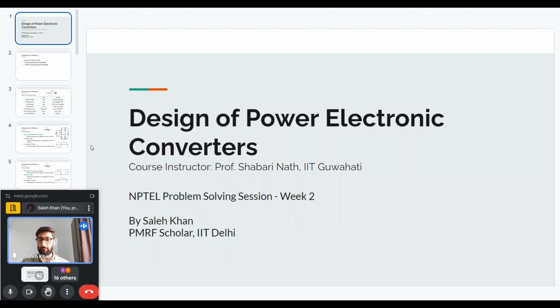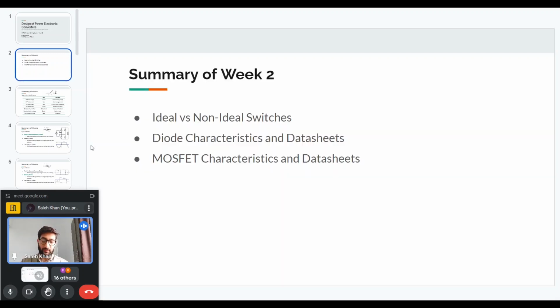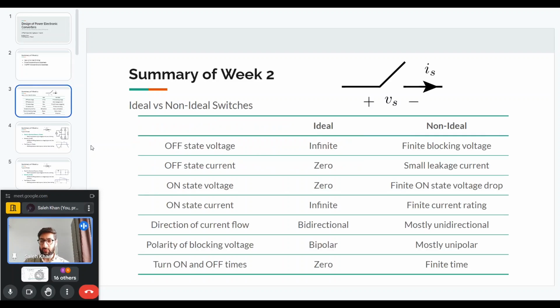So we can begin with the summary of what was taught in the second week. Three topics will basically be addressed. The first is the difference between the ideal switches and the non-ideal switches, which are the actual practical switches that you will be dealing with. And then two different devices, the diodes and MOSFETs, were taken up individually. We saw the characteristics and the datasheet terms that are provided, and how to use them and understand them for the design aspect. So we can then start with the difference between ideal and non-ideal switches.